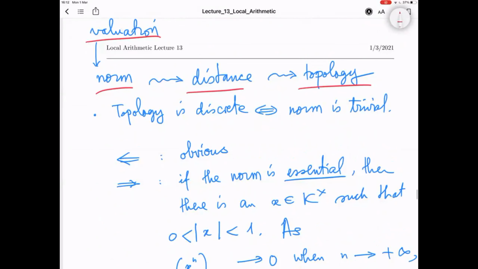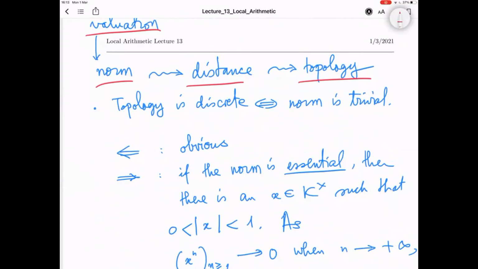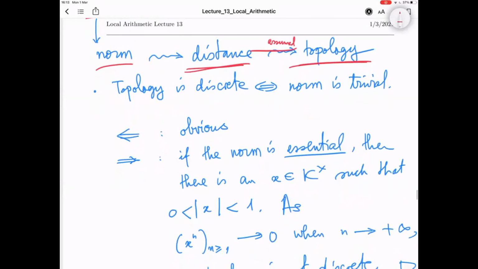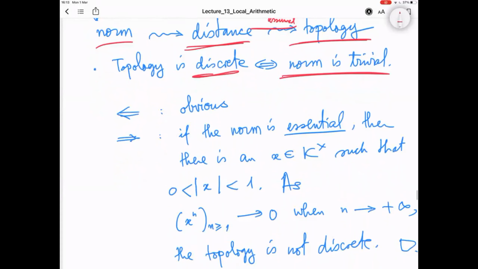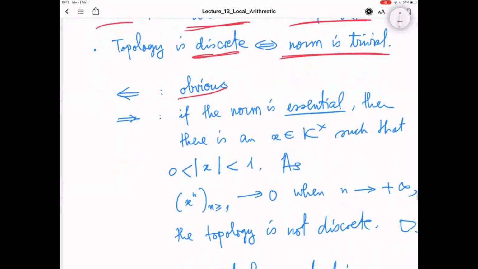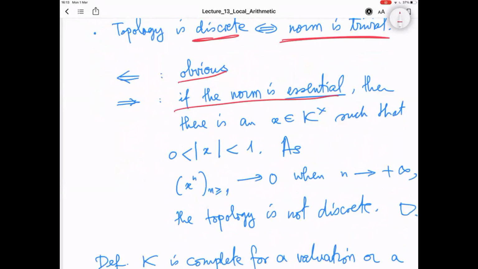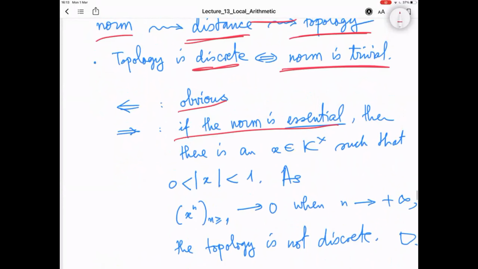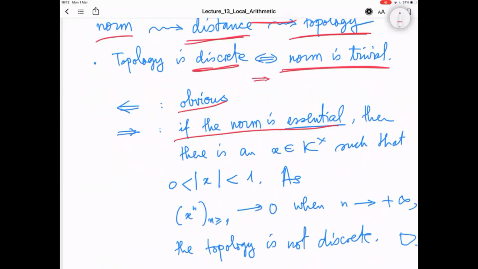Okay, so from a valuation you get a norm, from a norm you get a distance, from a distance you get a topology. I hope you are familiar with how a distance gives rise to a topology on a set. And the topology is discrete if and only if this norm is trivial. One of the implications is obvious, and the other is proved by contradiction. I'm proving this implication, which means that I'm assuming that the topology is discrete, and I have to show that the norm is trivial.